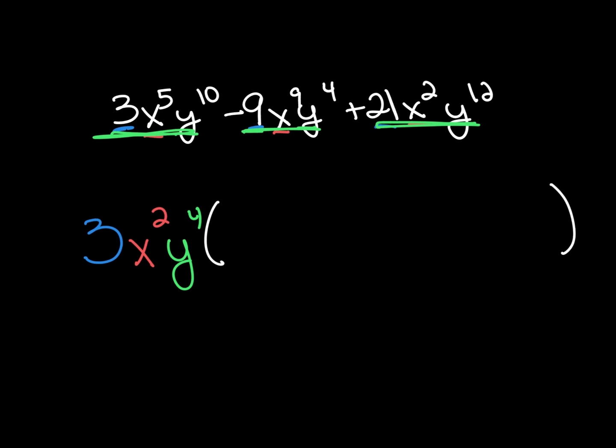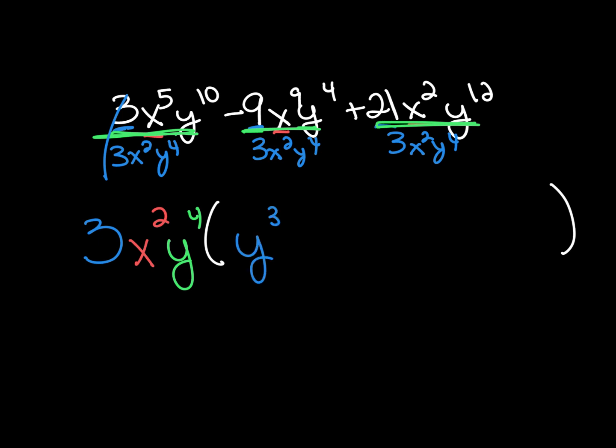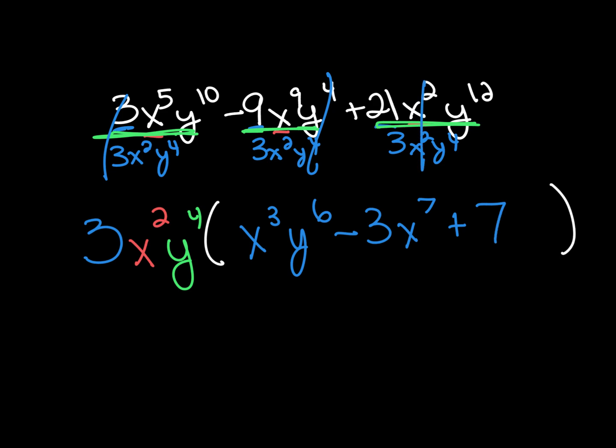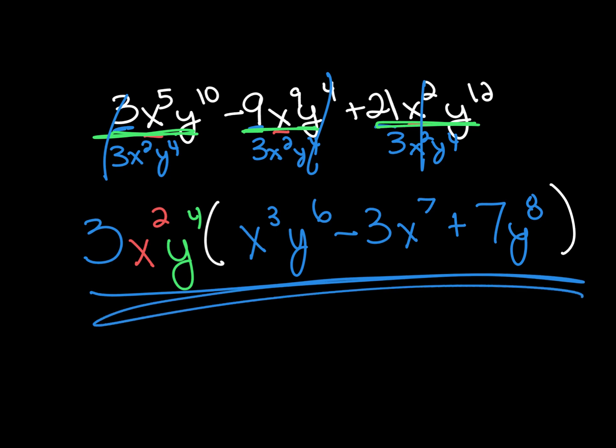So 3 divided by 3. Actually, let me show myself actually doing it because I feel like it's easier to see the final answer when you actually write the division out. Those cancel. I'm left with x cubed. Oops, that's not a y, that's an x. X cubed y to the 6th power minus 3 x to the 7th, those cancel, and then plus 7, those cancel, and y to the 8th power. So this whole thing would be my final answer.